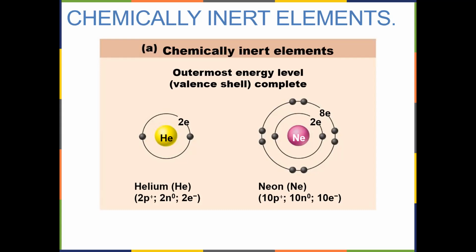It doesn't need any more electrons. It doesn't have to borrow an electron or share an electron or kick out an electron. It is stable. Neon can't react with anything. Helium can't react with anything. They don't react at all. That's why we call them the inert elements or the non-reactive elements.